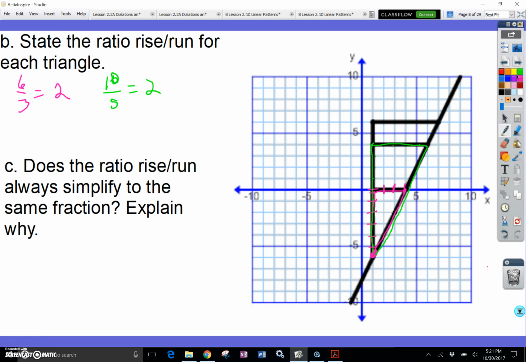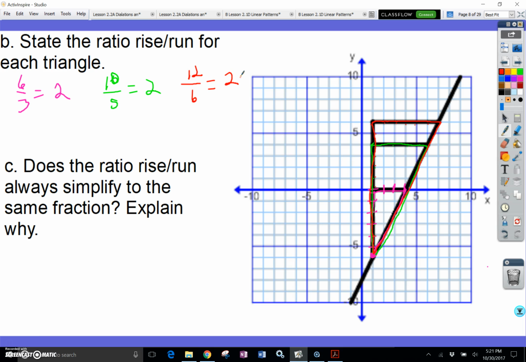And the last one I'll look at is in red. That is going to be this triangle right here. And if I go up, I'll be up 1, 2, 3, 4, 5, 6, 7, 8, 9, 10, 11, 12. So I just went up 12 and over most likely 6. 1, 2, 3, 4, 5, 6. Over 6, which also reduces to 2.